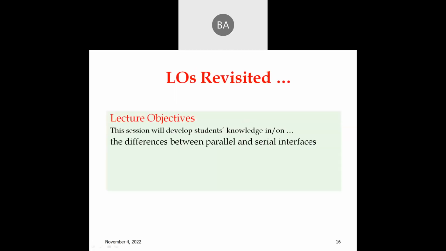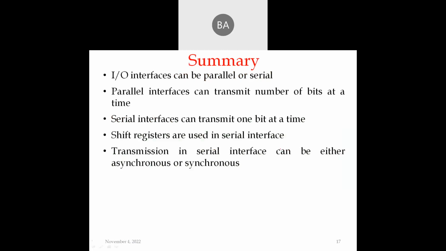After listening to this lecture, you will have developed knowledge of the differences between parallel and serial interfaces. Now coming to the summary of today's session. IO interfaces can be either parallel or serial, as we have just seen. Parallel interfaces can transmit a number of bits at a time, whereas serial interfaces can transmit one bit at a time. We use shift registers in the serial interface to achieve parallel to serial and serial to parallel conversion at the processor side.